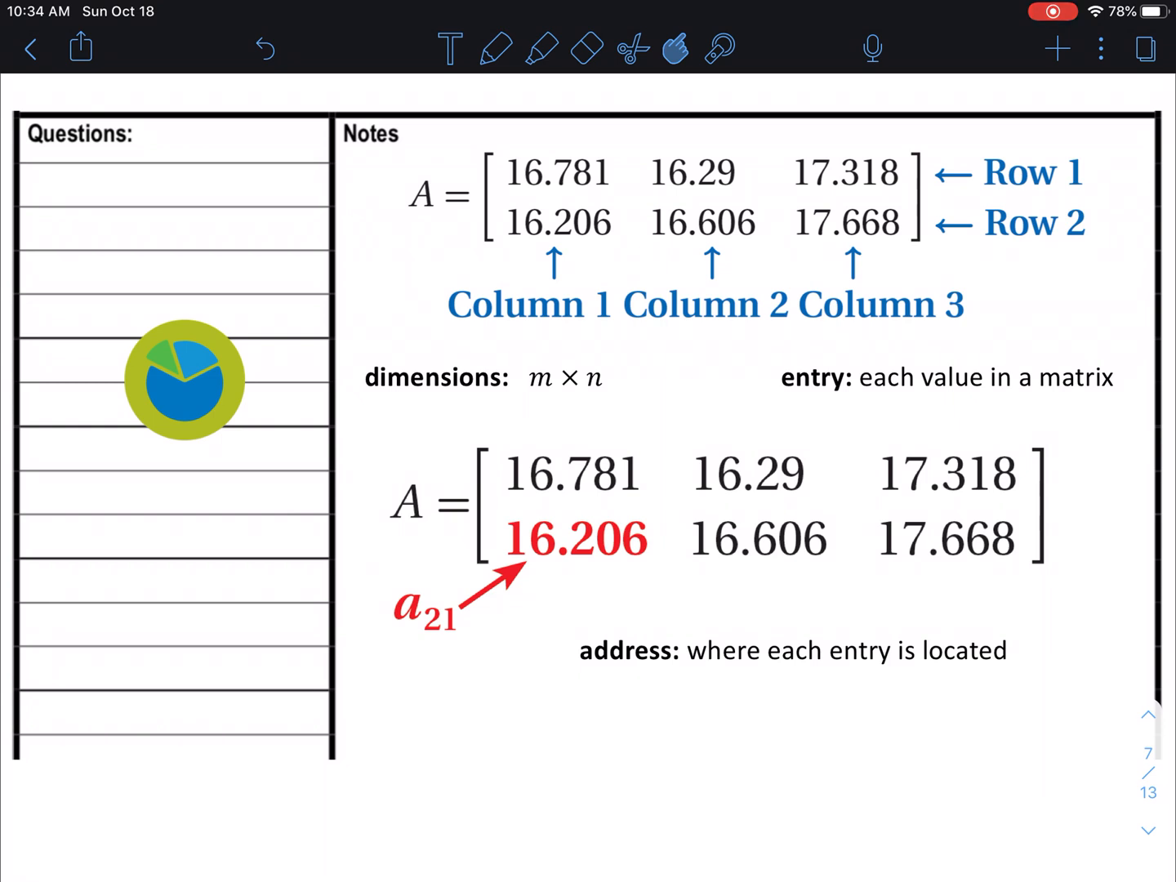Okay, and then the entries are each of these values in the matrix. Each of those is called an entry, and they have a specific location. We call that an address. Okay, and the address is going to be denoted by the row that it's in, followed by the column that it's in. So this says A sub 21. That means 2 represents row 2 and 1 represents column 1. Again, we'll talk more about that here in a second.